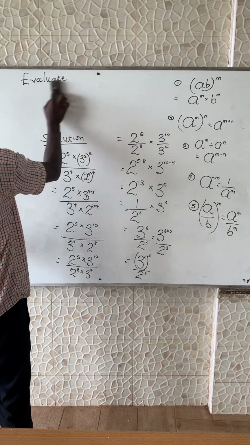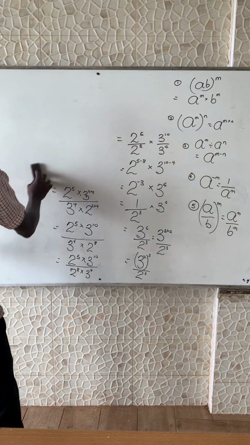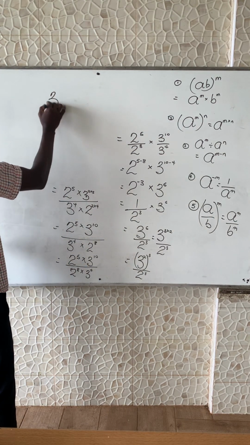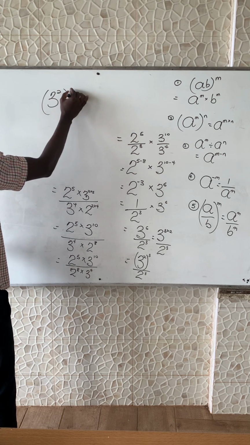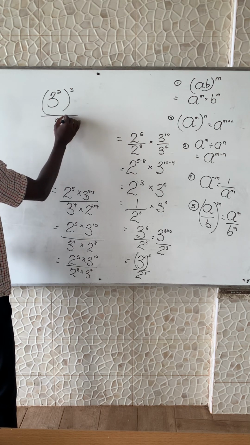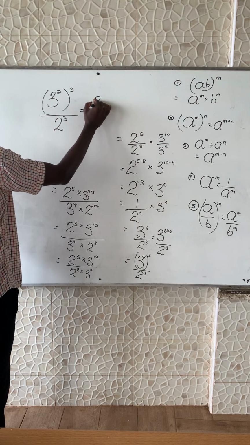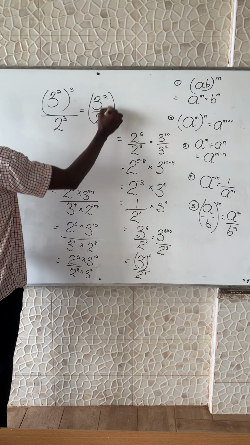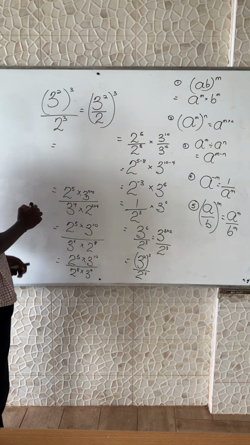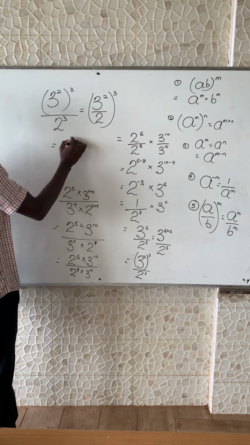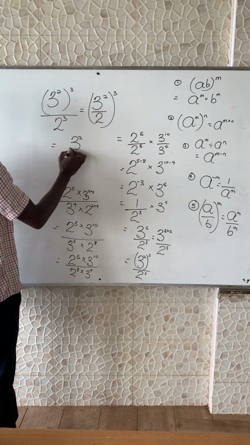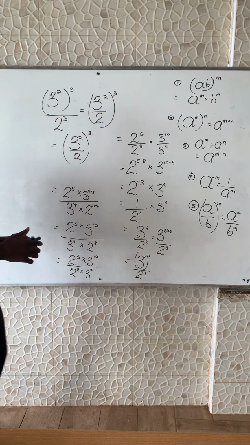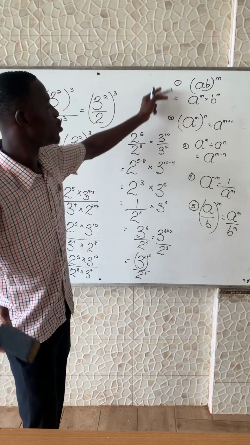So let me continue from here. I'm going to rewrite this over here. We get 3 exponent 2 all exponent 3 divided by 2 exponent 3. This will now give us 3 exponent 2 divided by 2 all exponent 3. So leaving our answer in index form, our answer finally becomes 3 exponent 2 divided by 2 all exponent 3. So you understand it, and the rules that we apply.